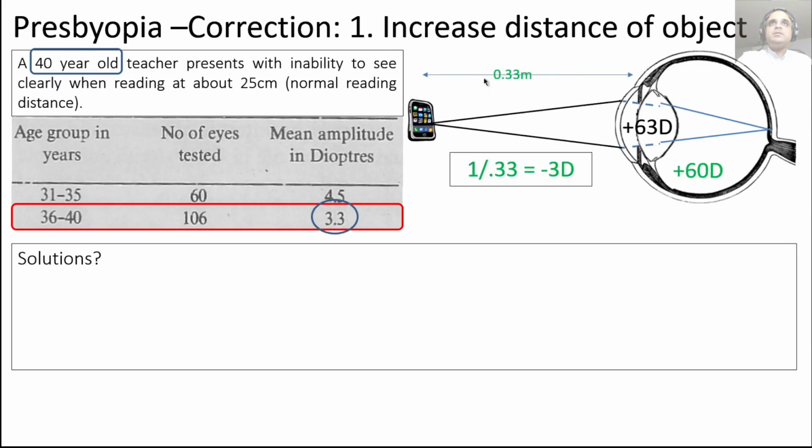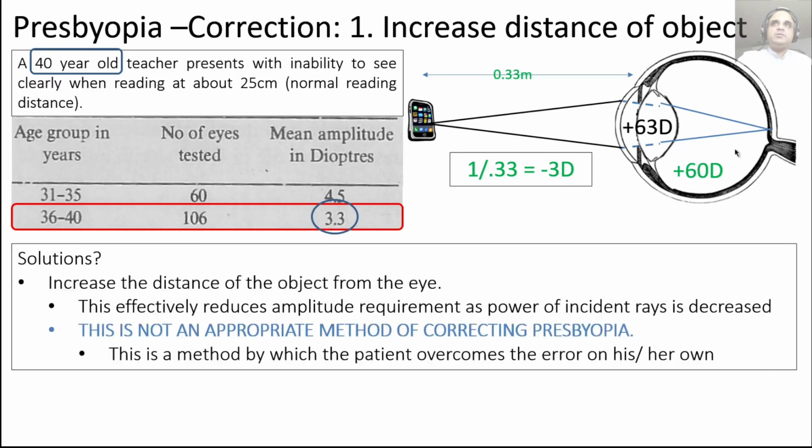So one thing you can do is simply move this further away. Let's say you move it to 33 centimeters, 0.33 meters. Light rays would then have a power of -3. This individual can raise his eye to 63 diopters because he has an accommodative amplitude of 3.3, so that the emergent light rays would have 60 and focus on the retina.